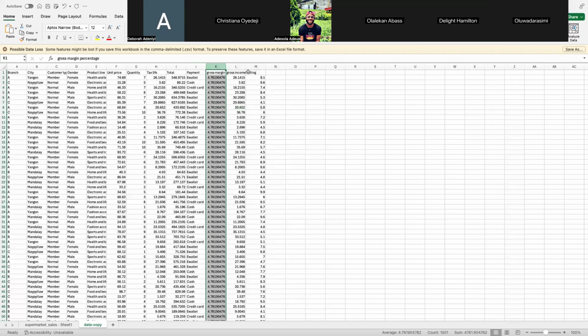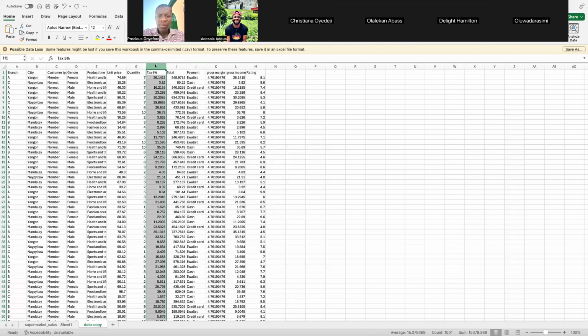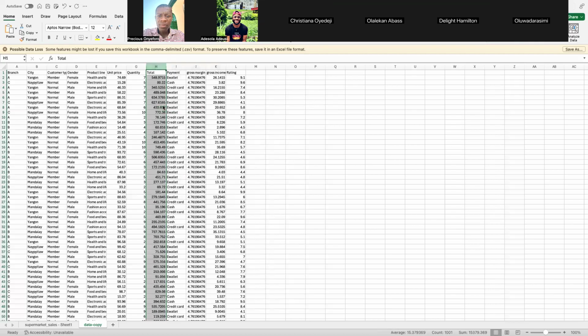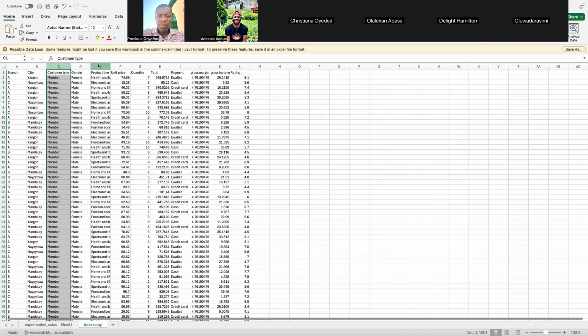Gross income, rating, tax 5%. Really, we don't need it. This is just trying to say that this is the 5% of the tax or whatever. So let's just delete this. So you're like, oh, you're deleting everything. What are we going to analyze with? So that is where we'll look at. Now we have CT, we have customer type.